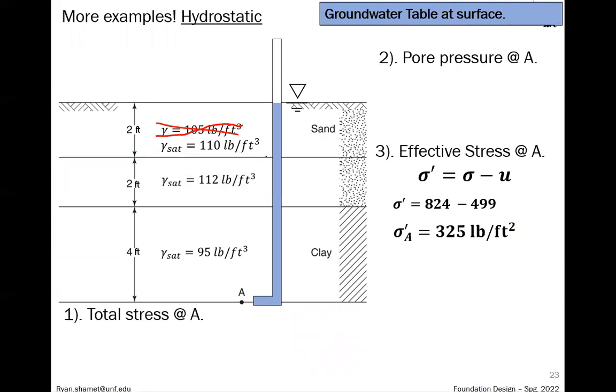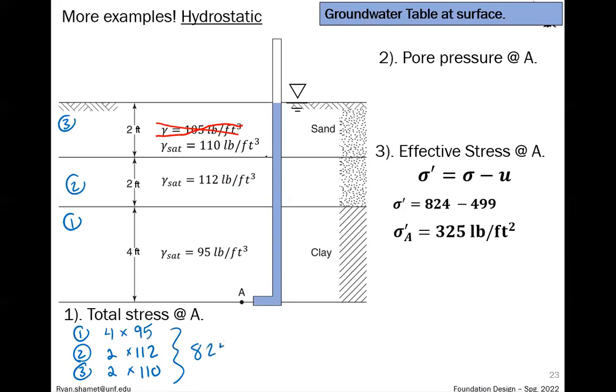So we would have 4 times 95 from this soil layer. We would have 2 times 112, and then this one right here, we would have 2 times 110. And all of that would then be added to 824 pounds per cubic foot. So this is our total stress at A.